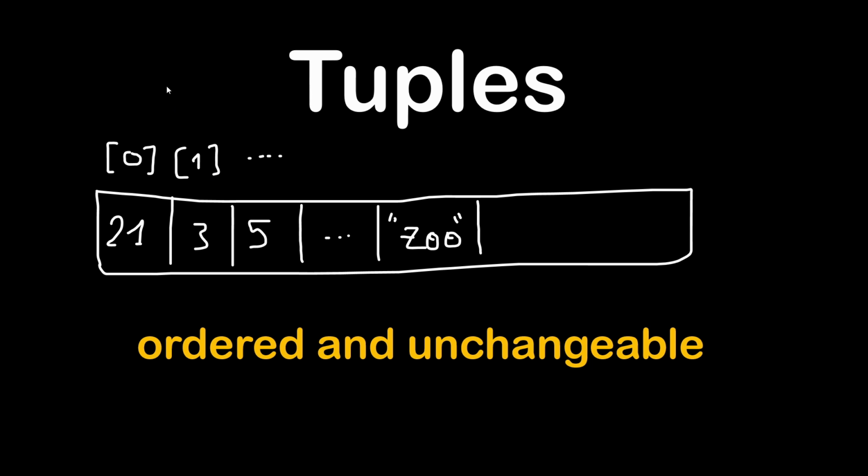Tuples are very similar to lists, meaning they are ordered. They keep the same order of elements throughout the program. And the first element is indexed as 0, then 1, then 2, etc. However, they are unchangeable. They are constant. You cannot change elements of tuples during your program. You cannot add new elements to a tuple. You cannot erase any elements from a tuple. Tuples should remain the same throughout the whole program.